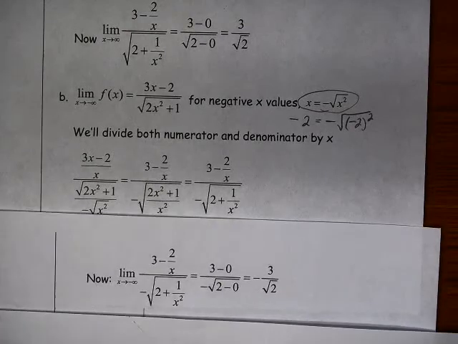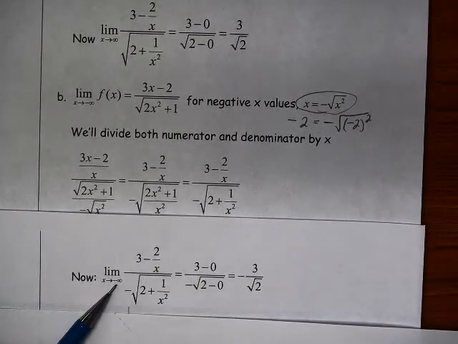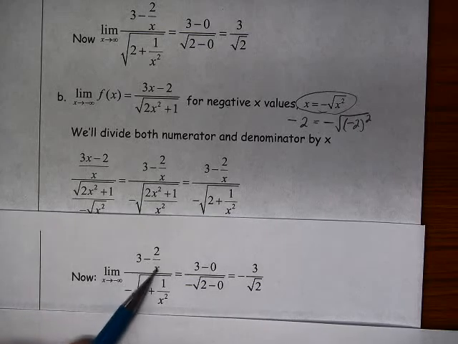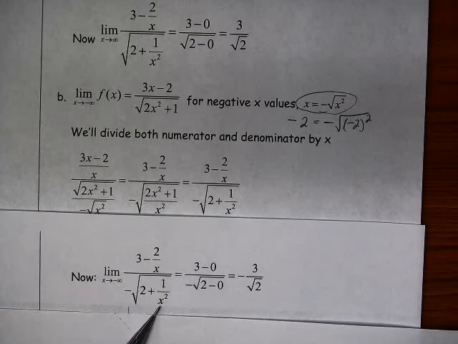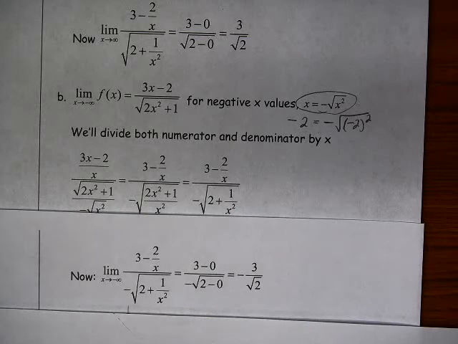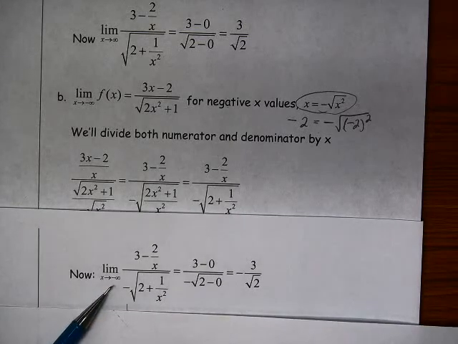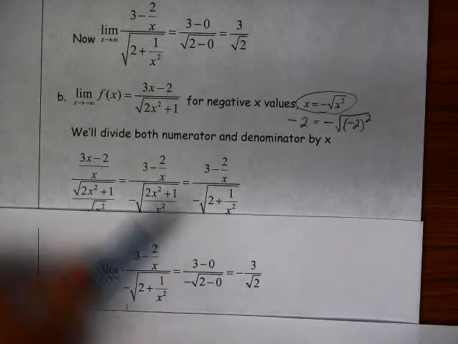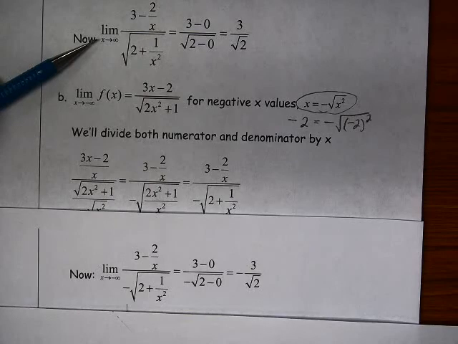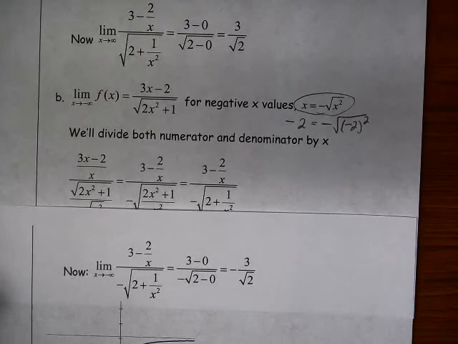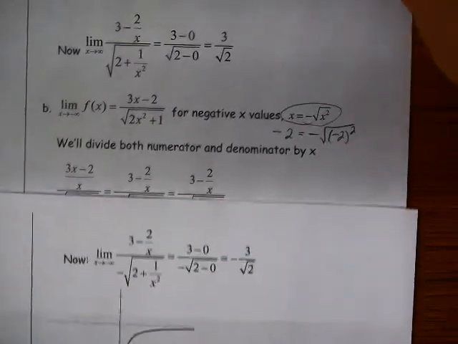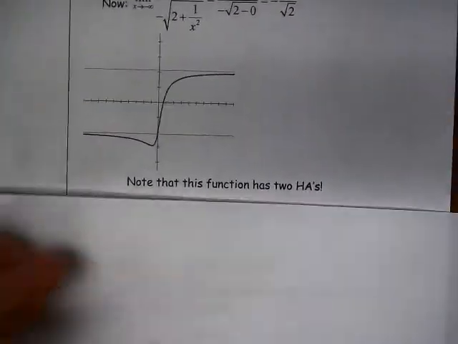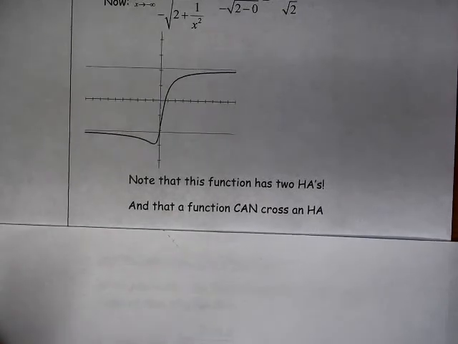And so when I solve that limit by substitution, I substitute negative infinity in both places. I get 2 over negative infinity, which approaches 0. I get 1 over negative infinity squared, which approaches 0. And now I have negative 3 over root 2. So my horizontal asymptote in the negative infinity direction is negative 3 over root 2, whereas my horizontal asymptote in the positive infinity direction was positive 3 over root 2. So if we graphed it on the calculator, we would see that it would look this way.